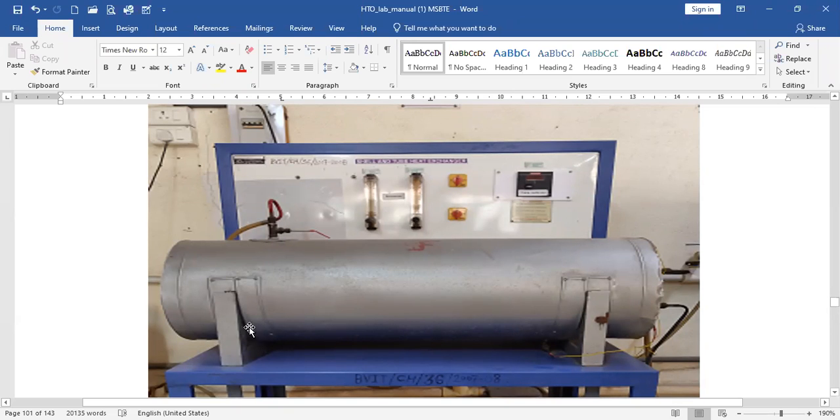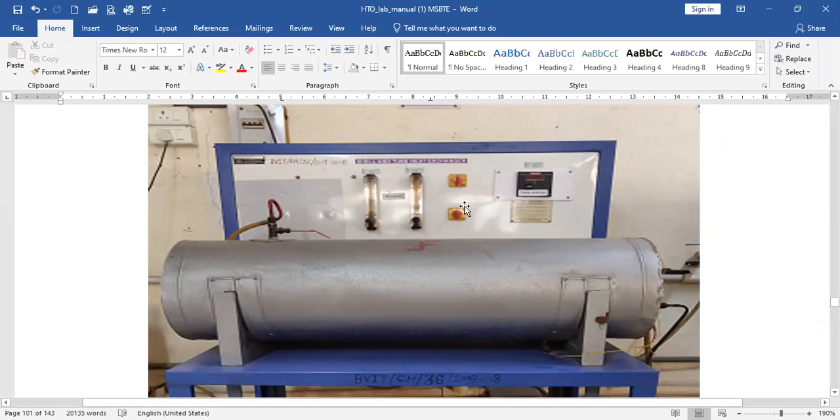This is the shell part and aluminum sheets, and under these aluminum sheets insulation is provided. That is why we can't see the different parts of the shell and tube heat exchanger internally. So we have to understand from the schematic diagrams or animated diagrams, and with the help of those only we can understand how the shell side fluid and tube side fluid are passing, how the heat transfer is going.